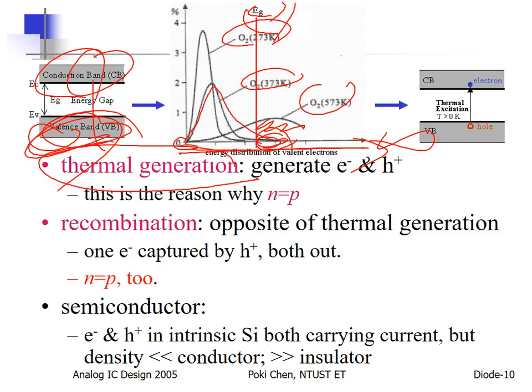So it means there is one more mechanism. It should be the other reverse mechanism, to balance it. So it means you can generate new free electrons and holes, and the other mechanism will pull it back. Bingo, that's it. That is the so-called recombination.